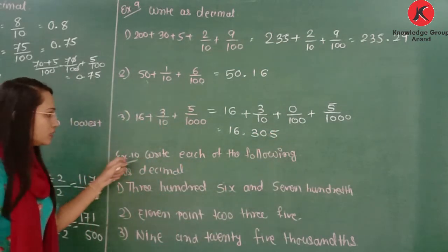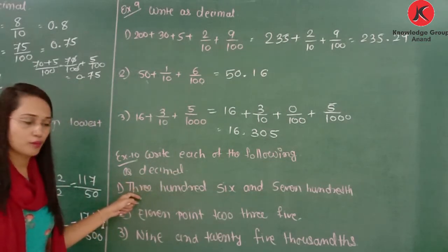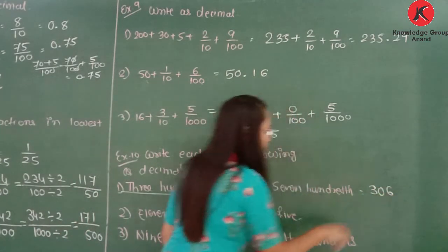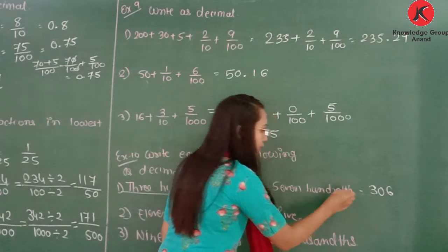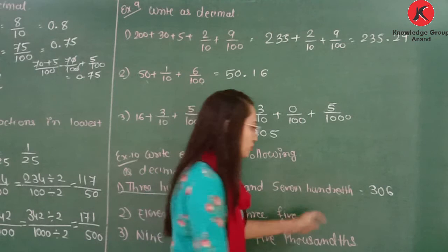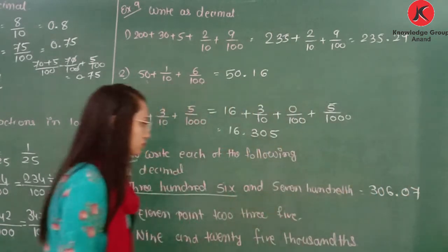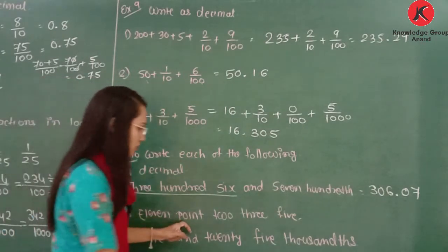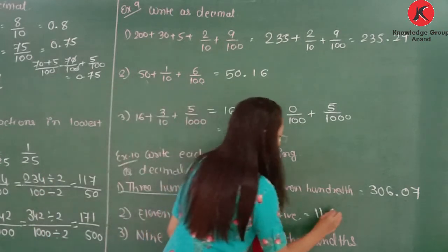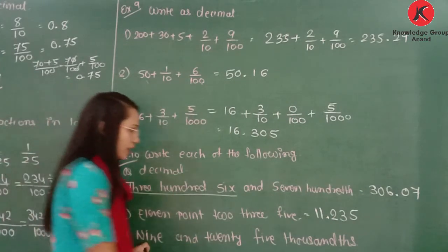Now next example 10. Write each of the following as a decimal. The number name is given and you need to write the decimal form. So 306, that is 306. And 700. So here the 100th part is directly given, which means the 10th part is 0, so 0.07. Now the next one, 11.235.